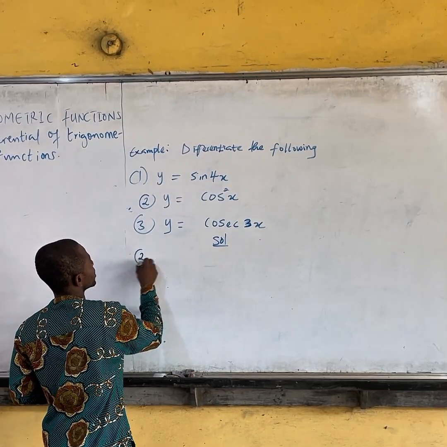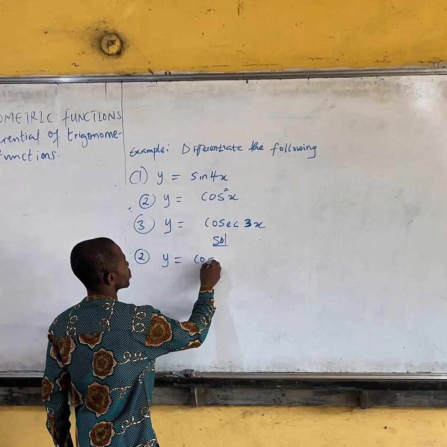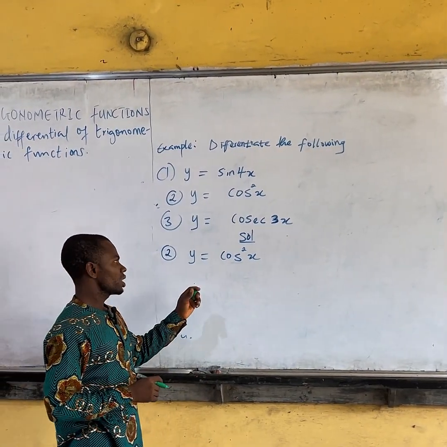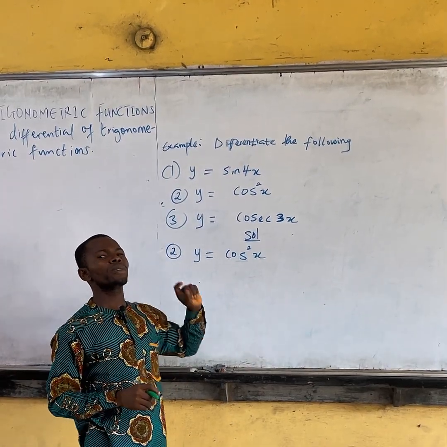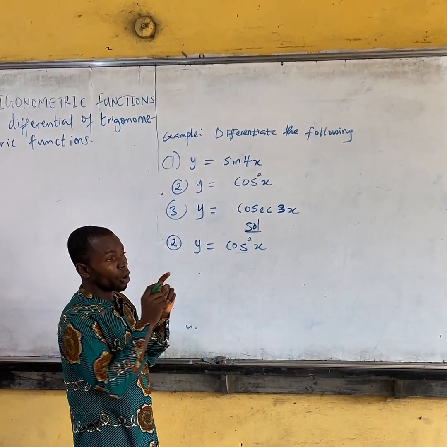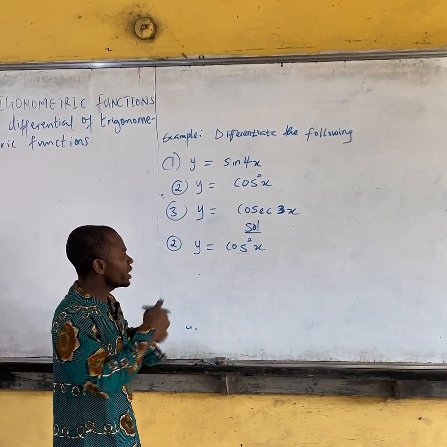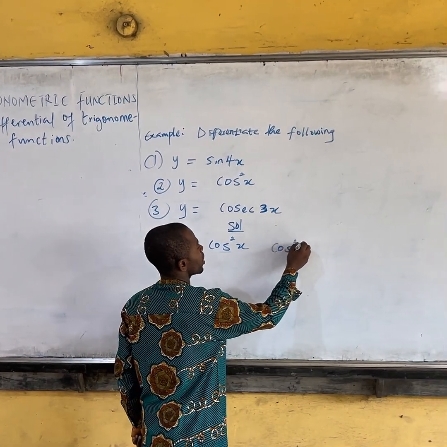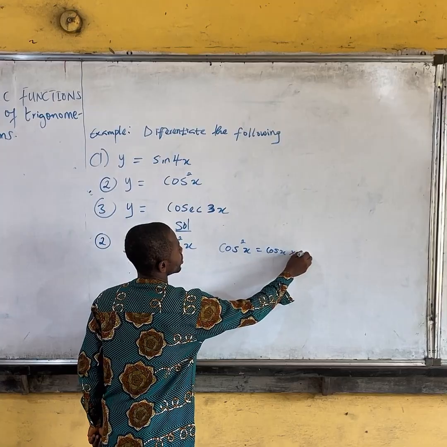Number 2, we are given y equals cos square x. If you observe the nature, it is not in the form of the standard. The standard is cos x, or cos of an ordinary variable. It can be cos of x, it can be cos of u, but this one is cos square. Note that cos square x means cos x times cos x.